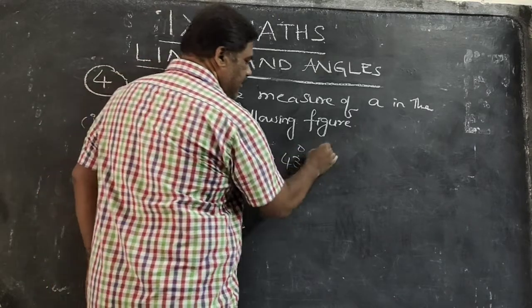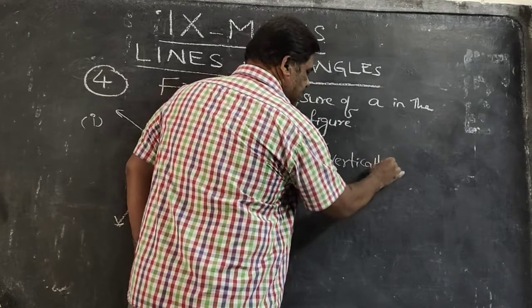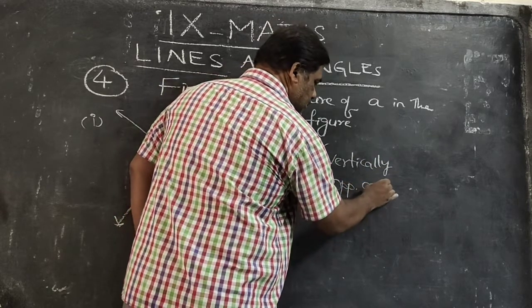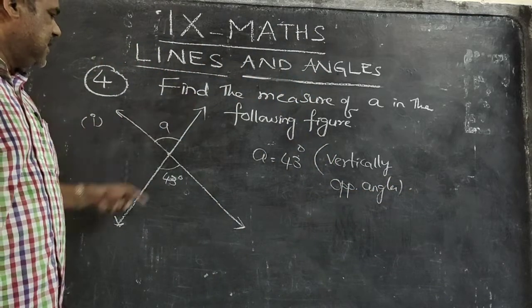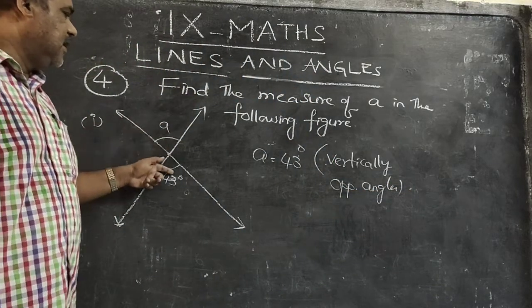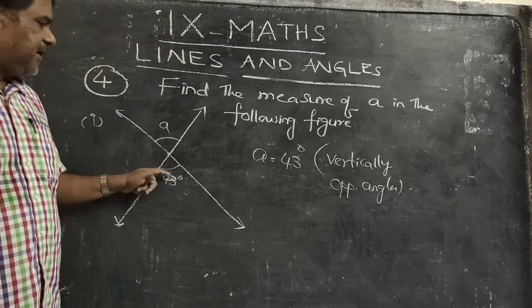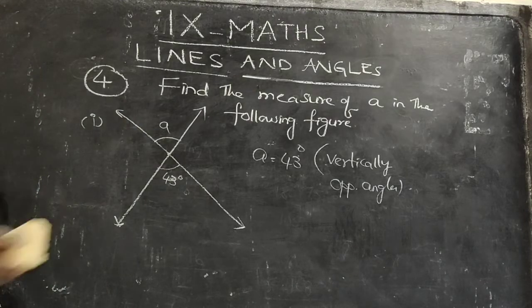Why they are equal: because they are vertically opposite angles. If two lines intersect, these angles are called vertically opposite angles and they are equal. So if it is 43 degrees, then this is also 43. So A value is 43.